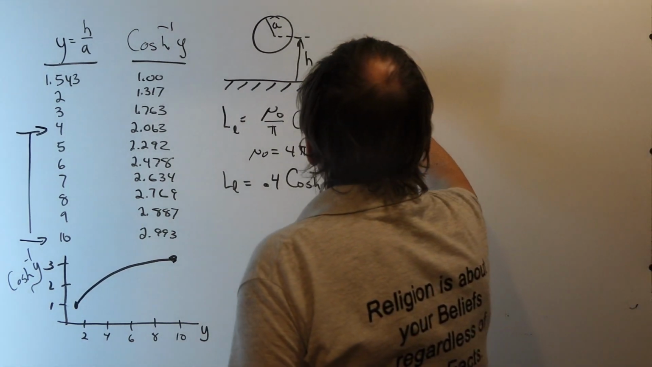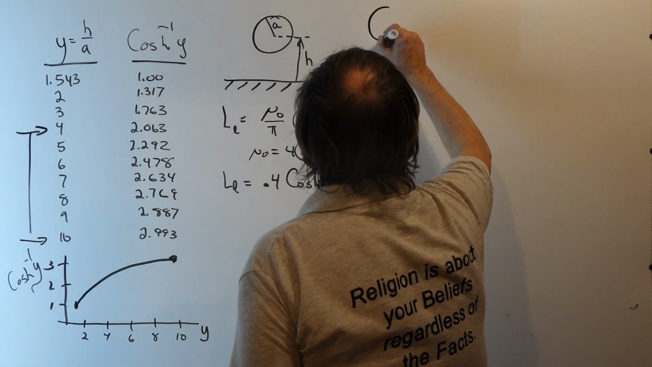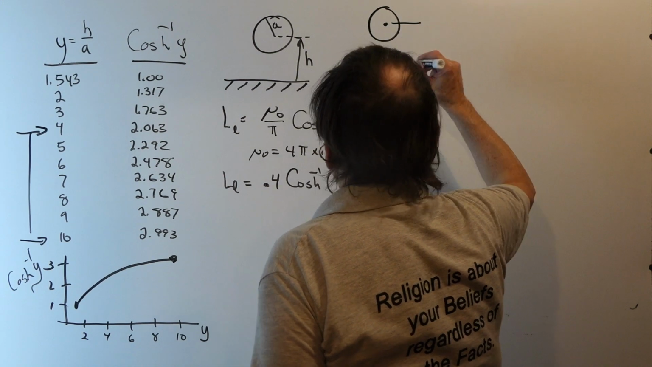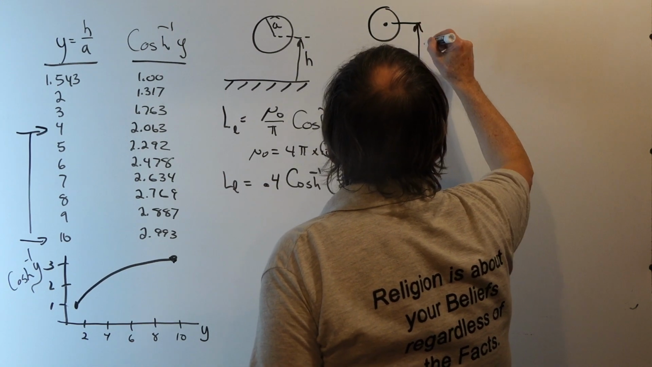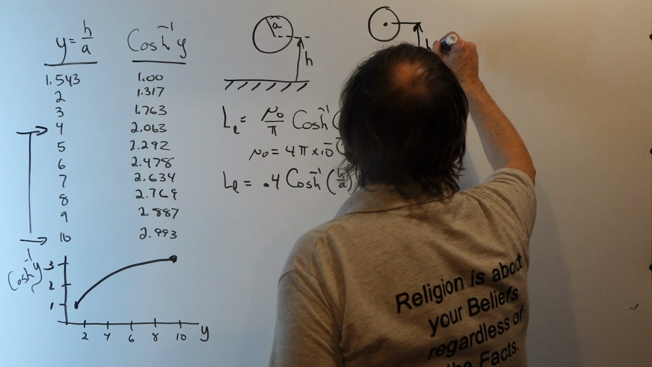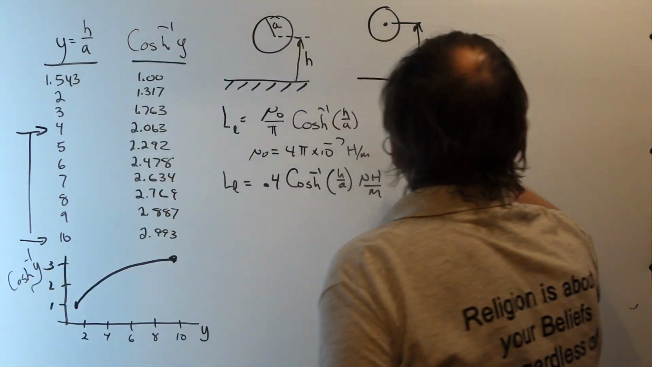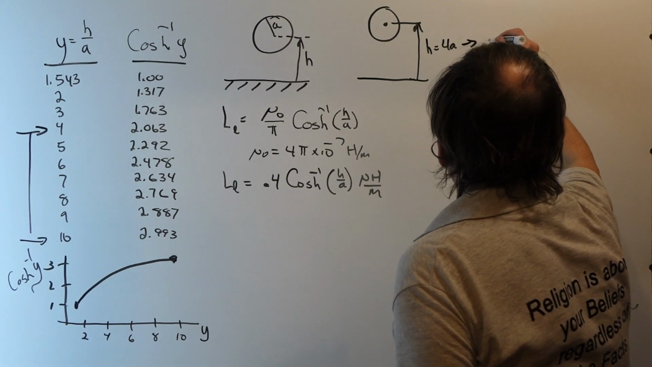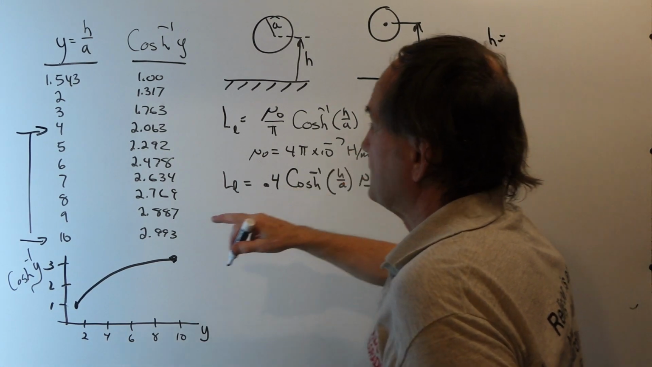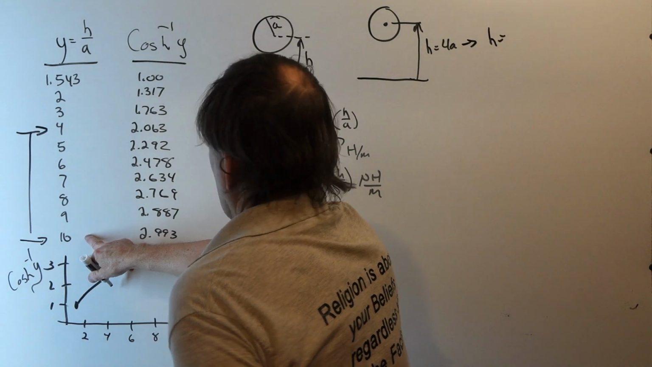is the height h is 4a. That's the minimum value, and it's going to go to h equals 10a.